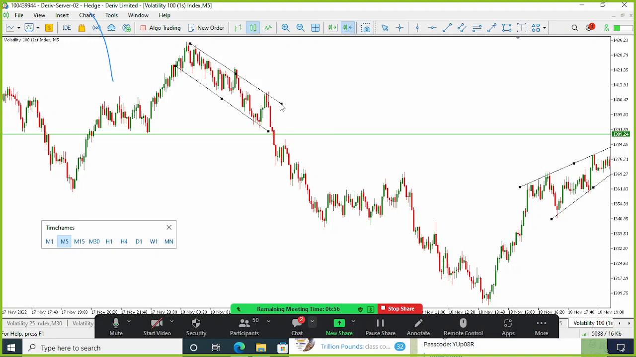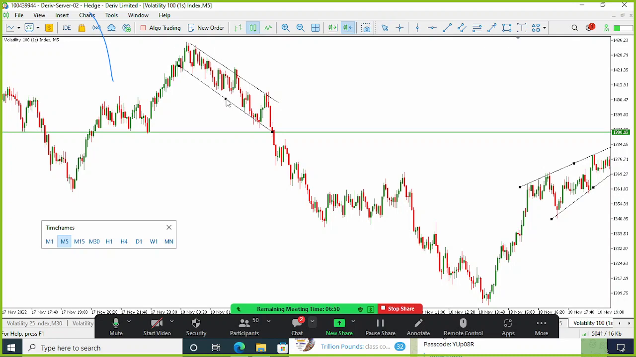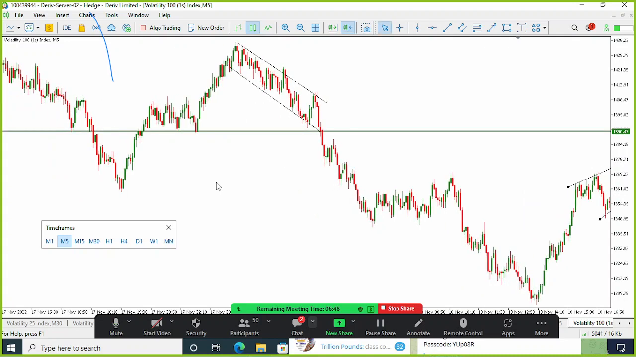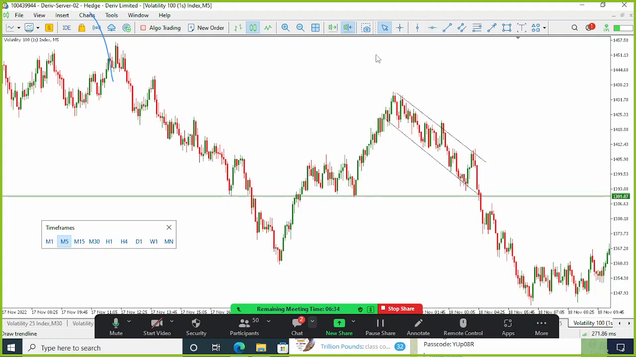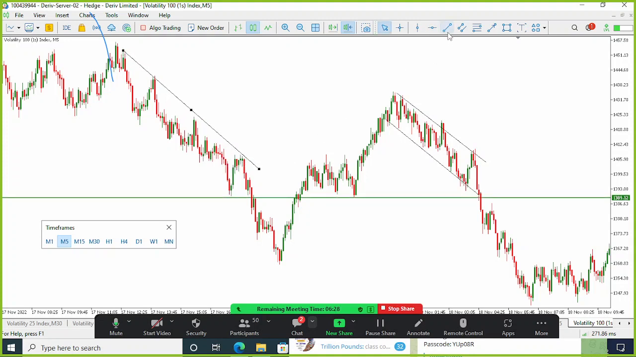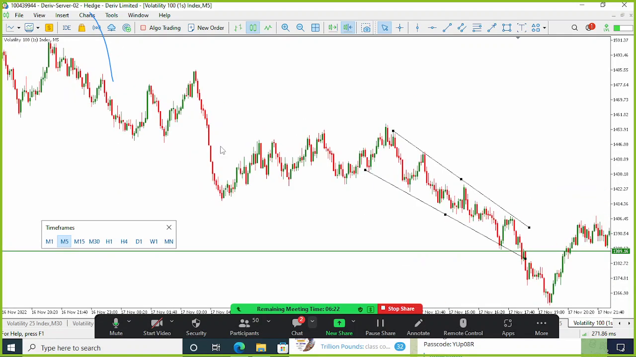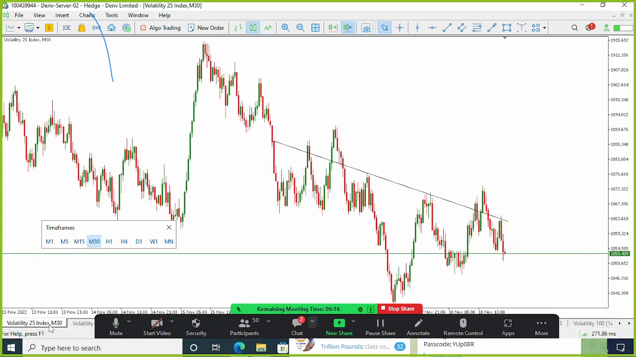So this is also a channel. I believe you are getting what the meaning of a channel is. Yes, sir. So the channels help us indicate the trend, whether a downtrend, an uptrend, or a sideways market. On H4, we were able to draw some channels, and now I've moved from H4 to 15 minutes, and I am still able to draw some channels. Let me move from this pair to a different pair.